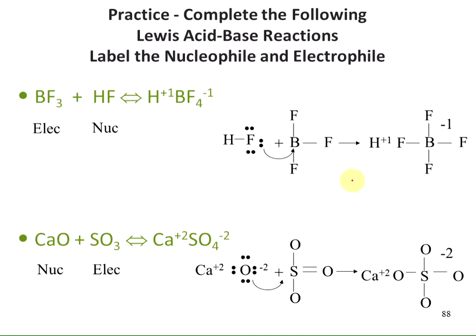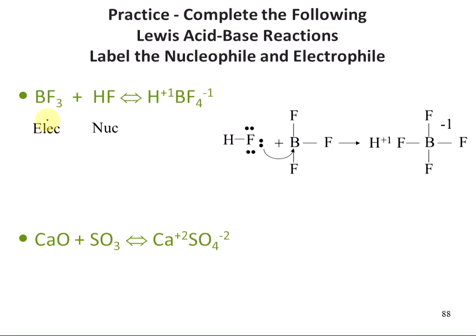So the BF3 is our electrophile because it is electron deficient. It wants more electrons. And the HF is our nucleophile. It has lone pairs. It can share those lone pairs with something else. So it wants to be with the other positive charged things or things that are another nucleus. So when the electrophile and nucleophile get together, they form that bond between there, so you get the BF bond being formed.